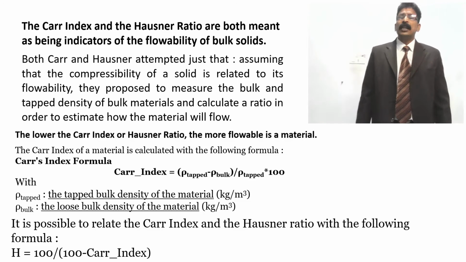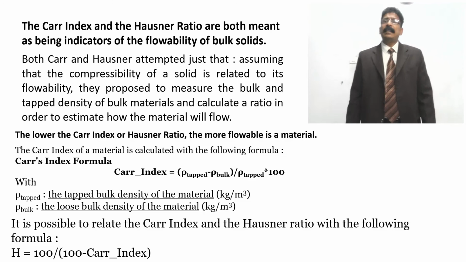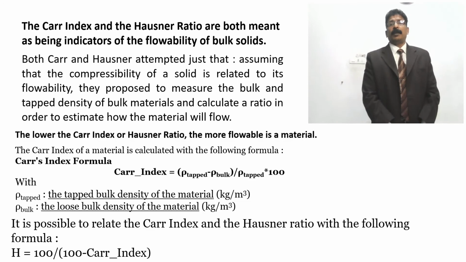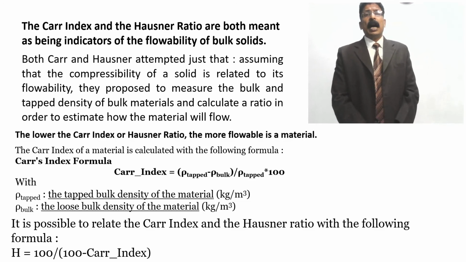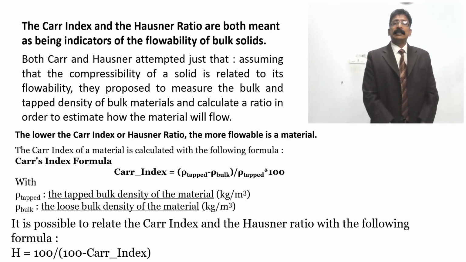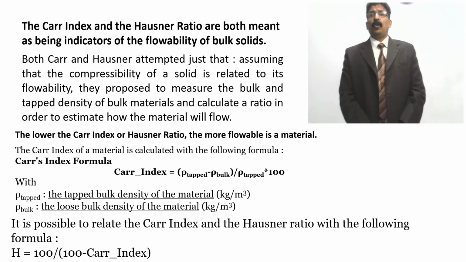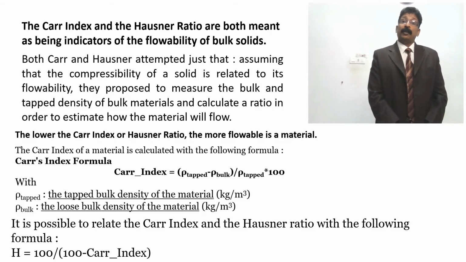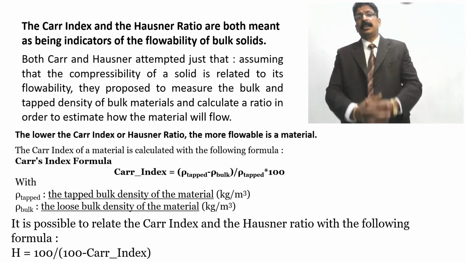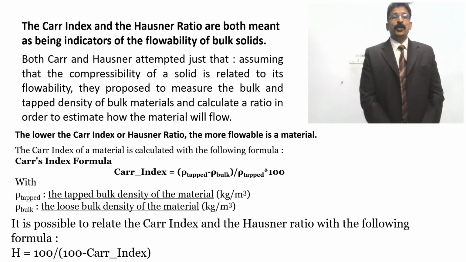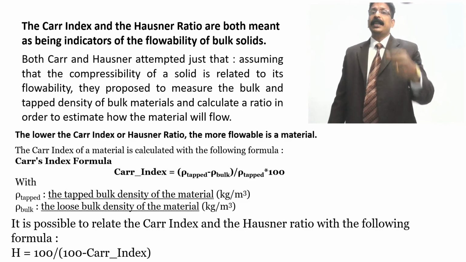So what is the difference? What is the relationship between Carr's index and the Hausner ratio, both being indicators of the flow property of bulk solids? Carr's index and Hausner ratio assume that the compressibility of a solid is related to its flowability. The purpose is to measure the bulk and tap density of a bulk material and to calculate a ratio in order to estimate how the material will flow.